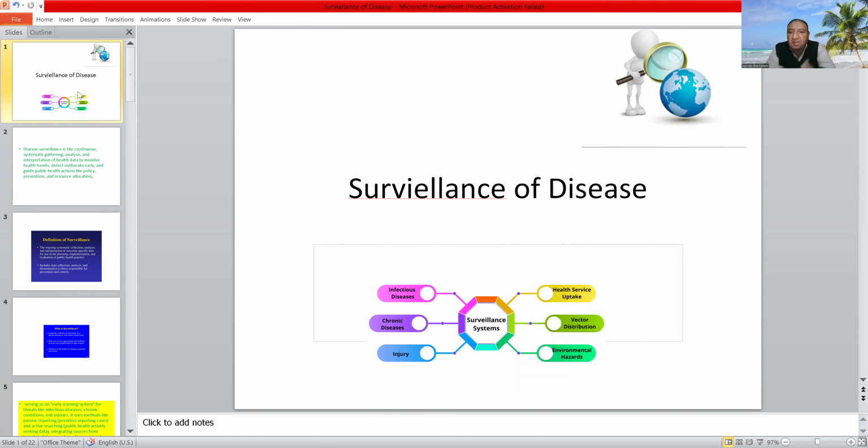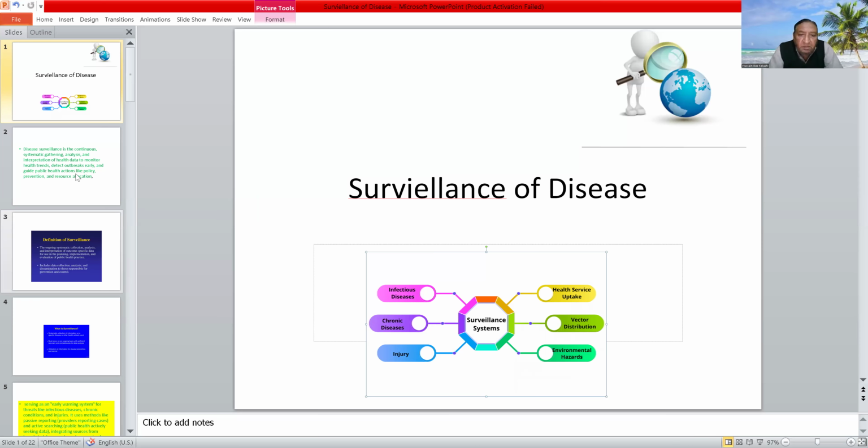You can see that this is the concept of the surveillance of disease or public health surveillance. On the top picture, the whole world is being watched through a magnifying glass so that you can understand the entire situation. At a micro level, if a disease is spreading in the world, you are moving behind that disease and you want to cross it and stop it somewhere. Another concept is that surveillance is multi-dimensional: health services uptake, vector distribution, environmental hazards, injury, chronic diseases, infectious or communicable diseases, and even emerging and non-emerging diseases.